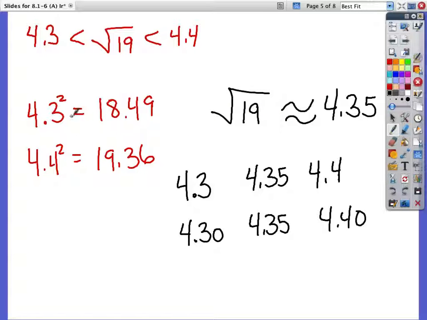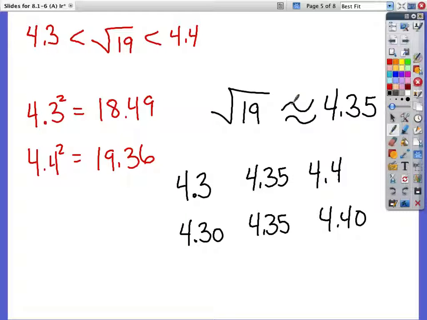So my first guess was 4.3. I may have guessed 4.2 first and realized you need to go higher. That's normal. That's fine. So I figured out what 4.3 squared was. Then I figured out what 4.4 squared was. And because 19 fell between these two numbers here that I'm hovering my pen around, then I knew that it had to be between 4.3 and 4.4. So I just split the difference of 4.35.